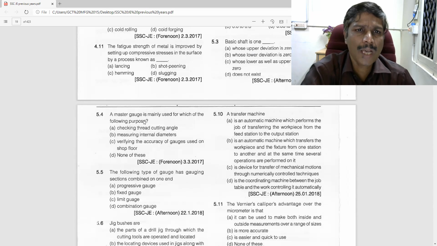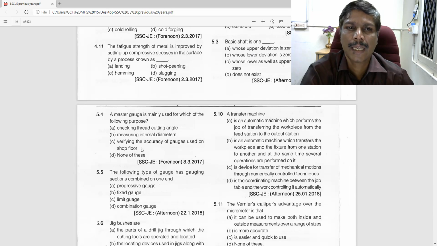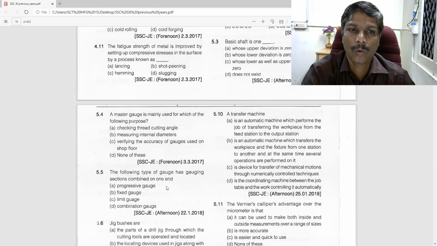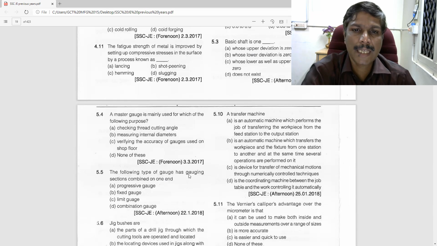Next is master gauge. Next we are going to see about the master gauge, for verifying the accuracy of gauges used in the shop floor. So it has to verify the accuracy of gauges in the shop floor. Next question is, which type of gauge has a gauging section combined on one end? That gauge is called a progressive gauge.